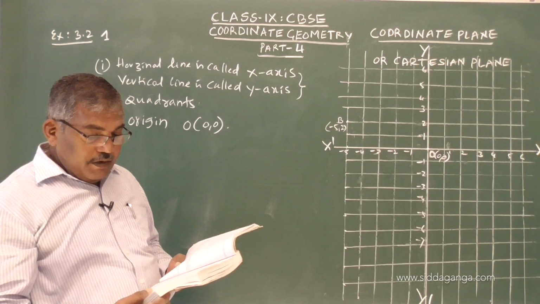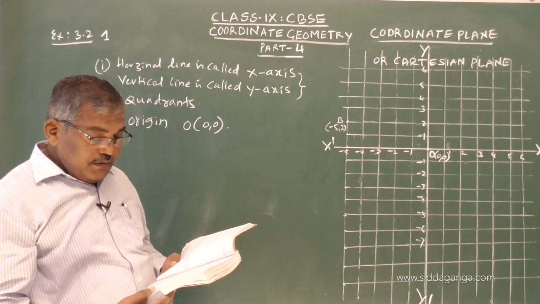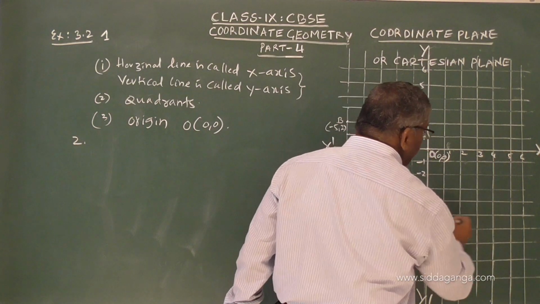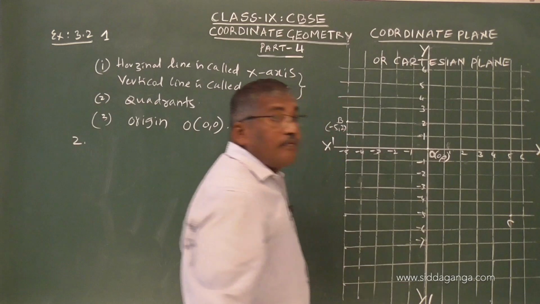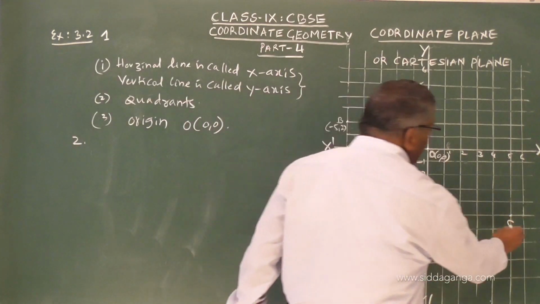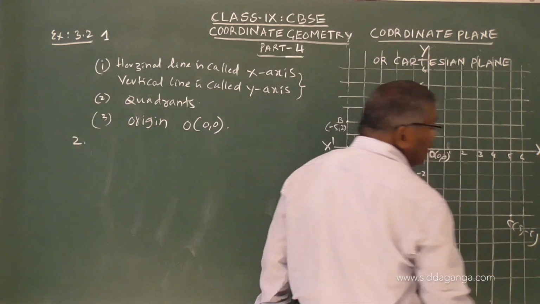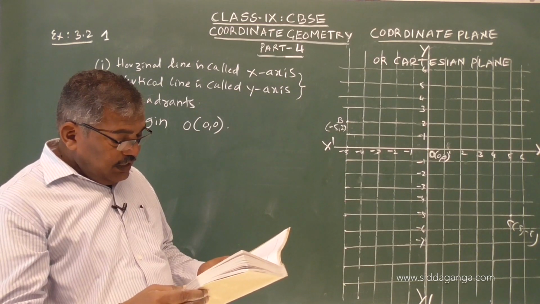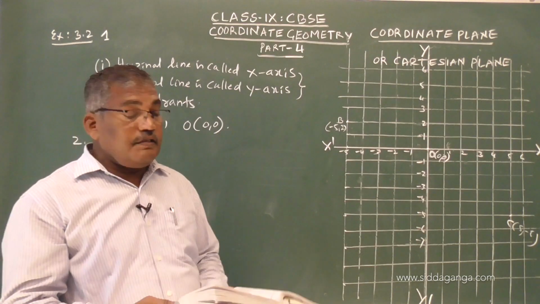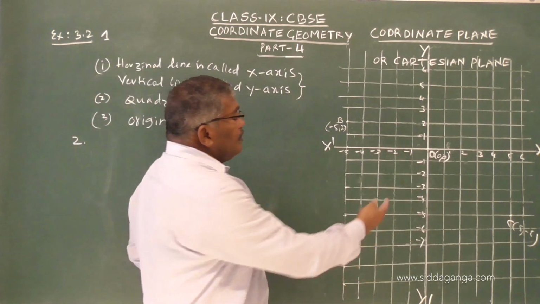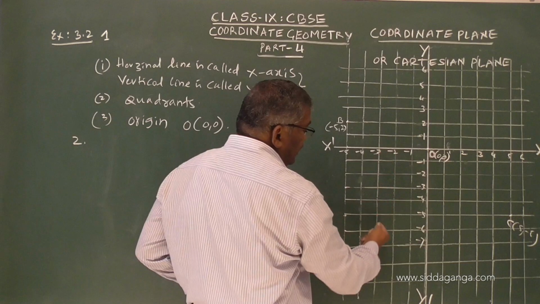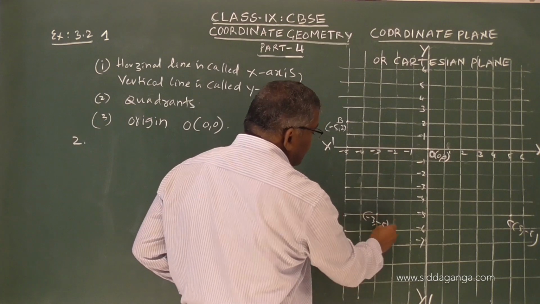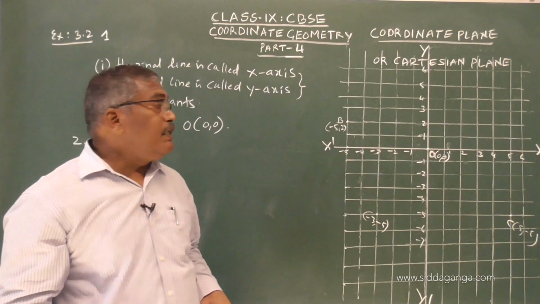And coordinates of C. C is given in +5, -5. You can see +5, -5. In this point C is given. And the next question is the point identified by coordinates -3, -5. So this is the point -3, -5. These things are easy once you understand the coordinate system.